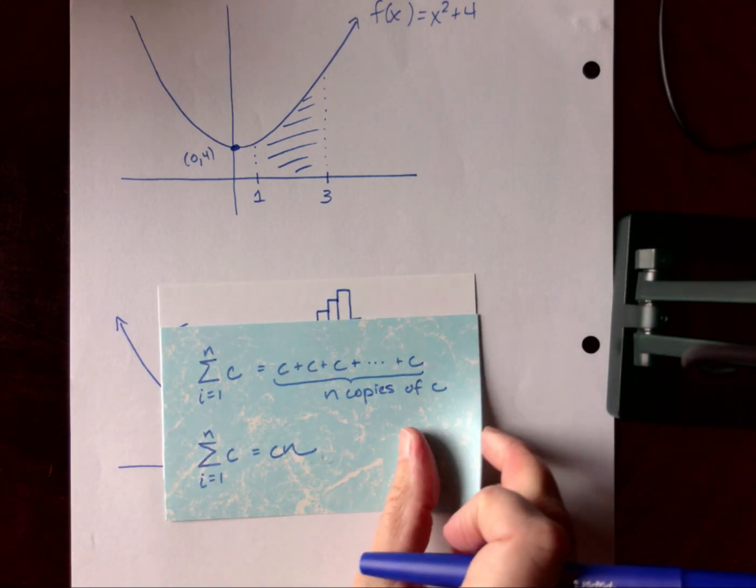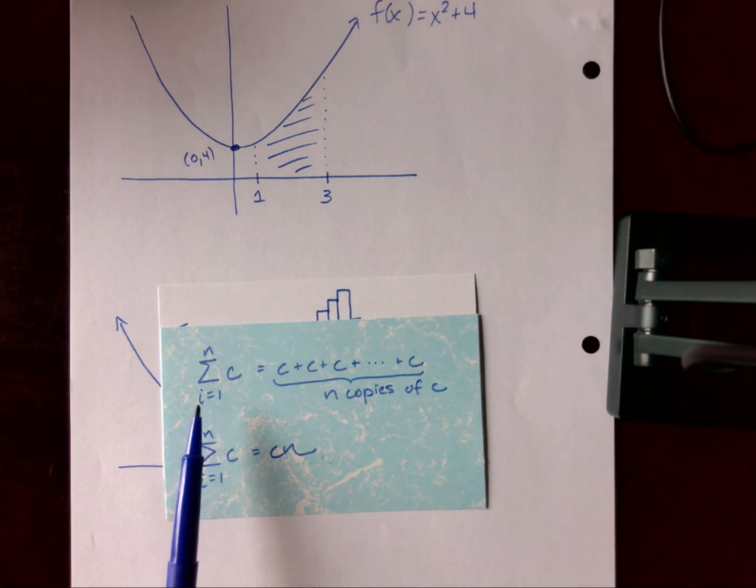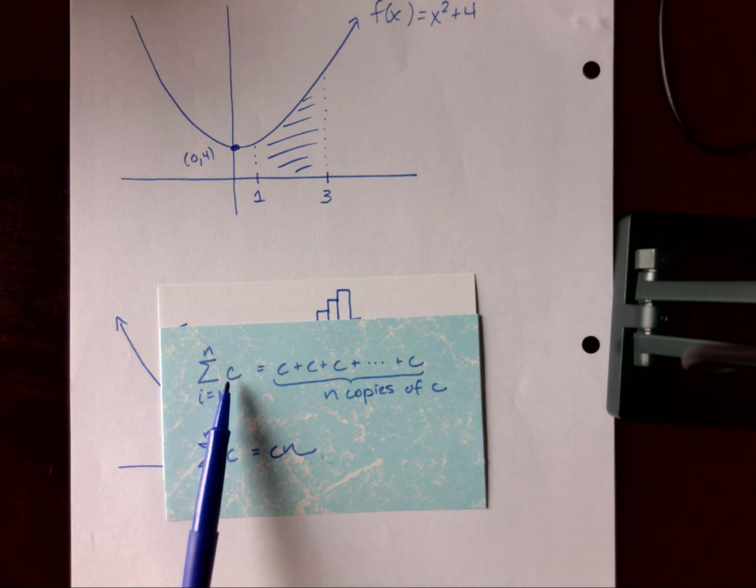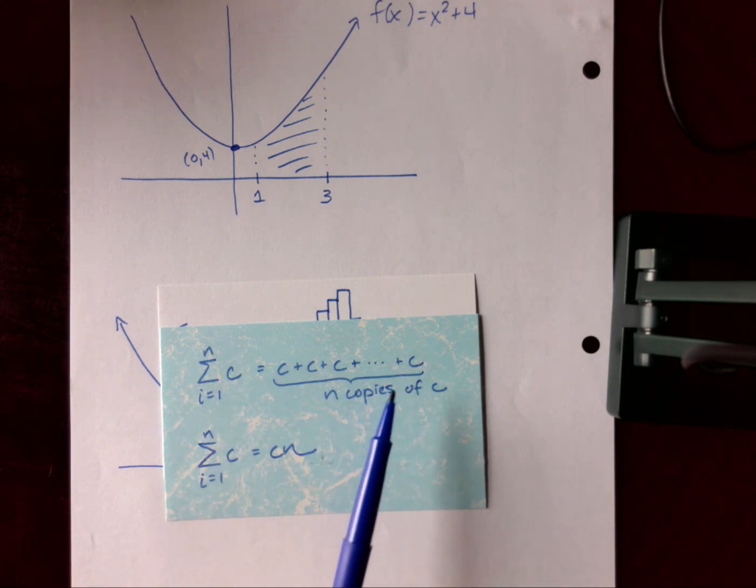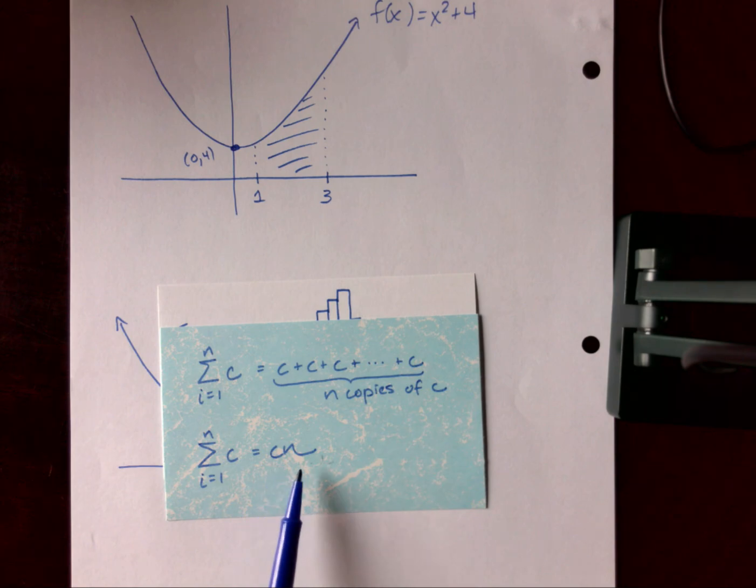One of them that we'll use is this one. This says, let's add up n copies of C. That's what this one means. And n copies of C is C times n. So you're going to store that for later.